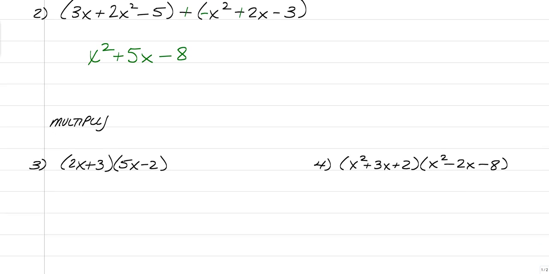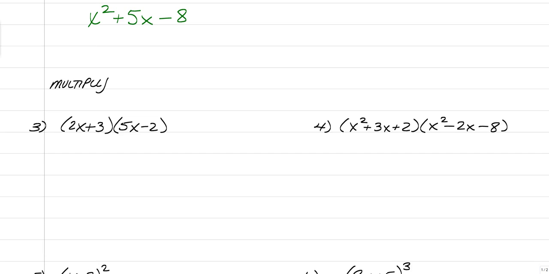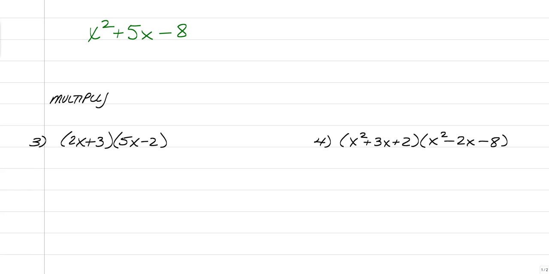Then we get to multiplying. When you multiply, this is where you can do it in multiple different ways. I'm going to show you 2 different ways to do it. One way is just ask yourself, what's 2x times 5x? And that would be 10x squared.